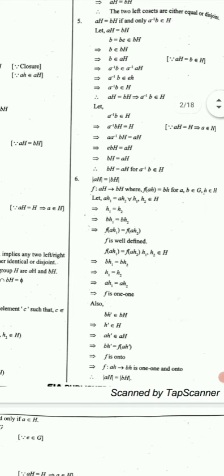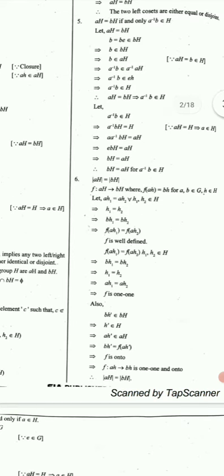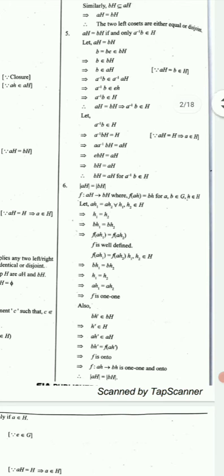Next, order of ah equal to order of bh. Any two left cosets, the number of elements in left or right cosets are equal. We take different left cosets. If ah is one left coset and bh is another left coset, then however many elements are in ah, bh also has that many elements. That is the condition, meaning the number of elements in left cosets or right cosets are equal. That means if we define a function from ah to bh where f of ah equal to bh for a, b belongs to g where h belongs to capital H.